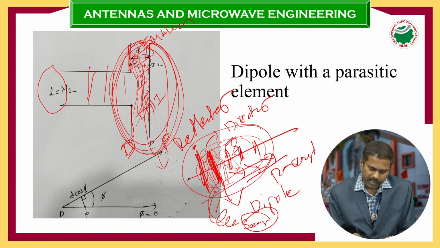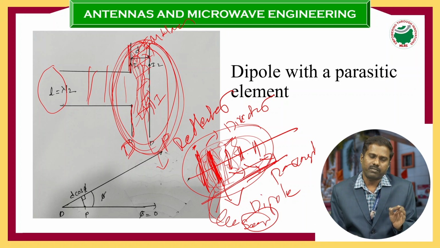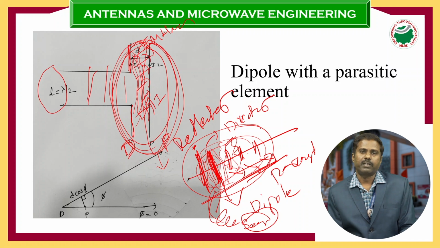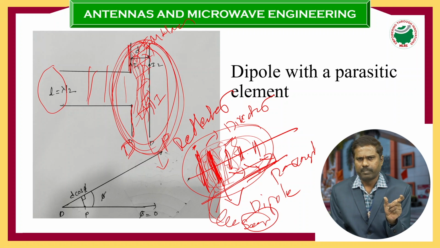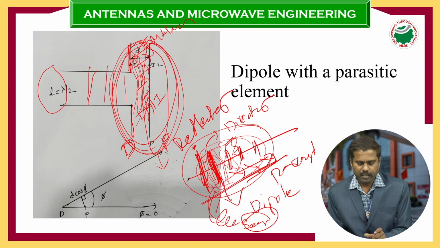Using one source, we are getting more gain through this arrangement. We can call it a Yagi-Uda antenna, and the situation behind it is a dipole with parasitic element. That means the concept of dipole with parasitic element is implemented in the Yagi-Uda antenna.